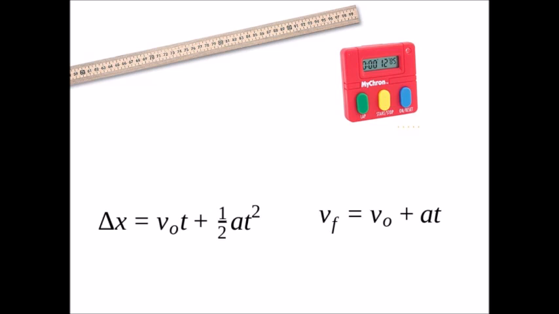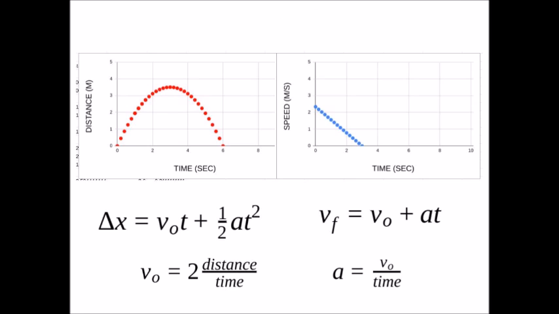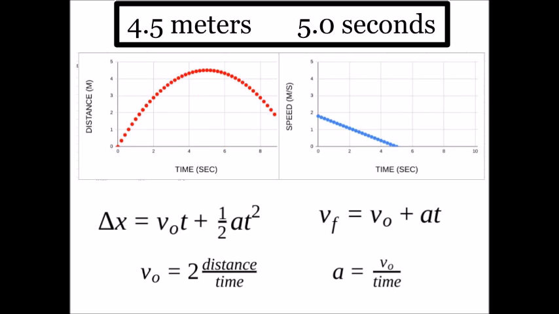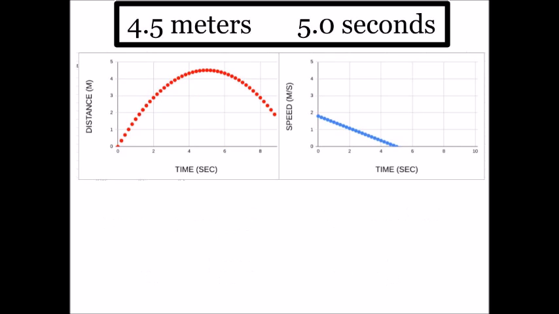Whatever your distance and time measurements are, you can graph them. This car went 4.5 meters. This car took 5 seconds to do it. But then my friend said, oh, we got a problem. I said, what do you mean? It's a parabola. It's a line of constant slope.